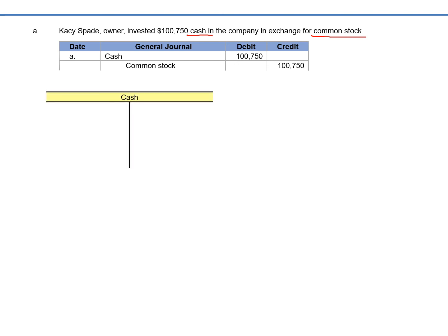So then if we post the transaction to the T accounts, our first T account there is cash. Debits go to the left side of the T account, right? And common stock, the credit of $100,750. Common stock, the credits go to the right side of the T account.